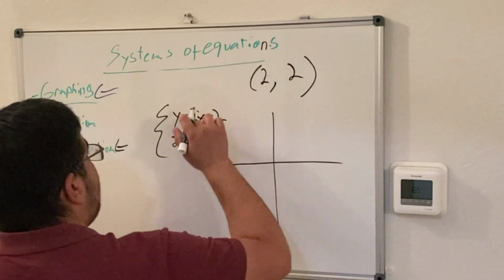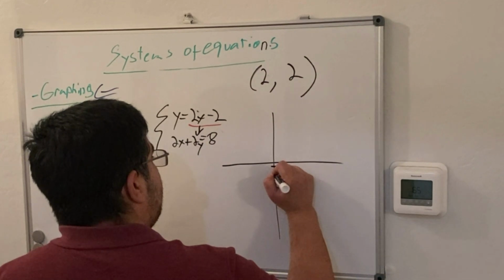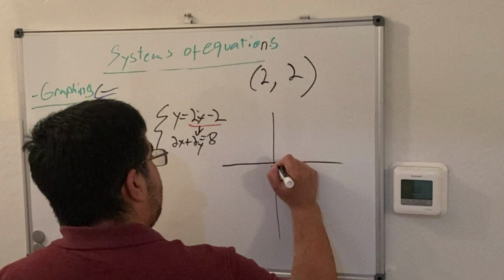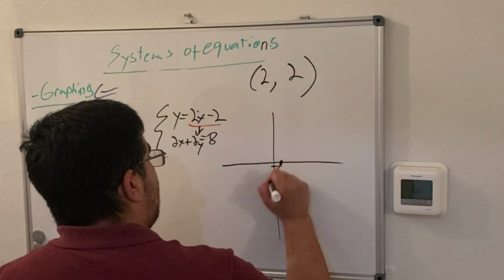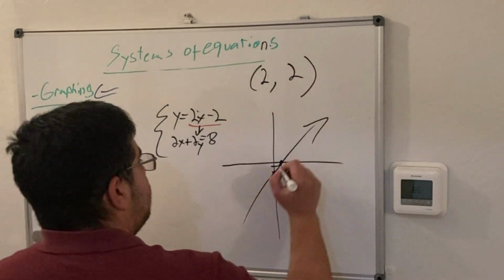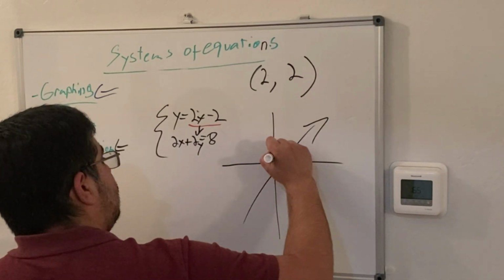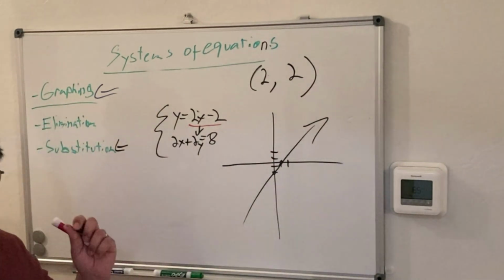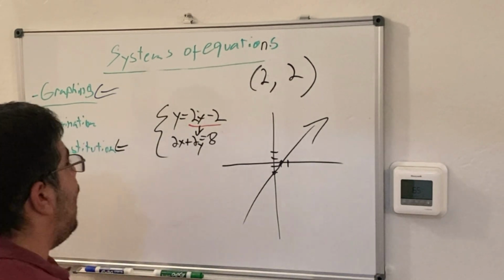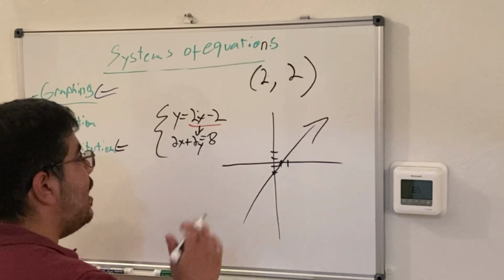So first, let's graph the first one. Let's go down 1, 2. Boom, that's the y-intercept, and then we'll go up 2 over 1, right there. Up 2, over 1, there. That's going to be our first line right there. It might not look exact because I'm drawing this by hand, but we know that the solution is 2, 2. Let's figure out if it's approximately there.